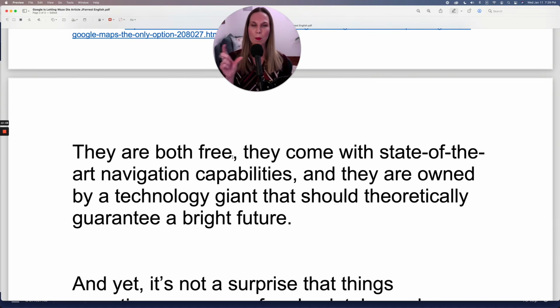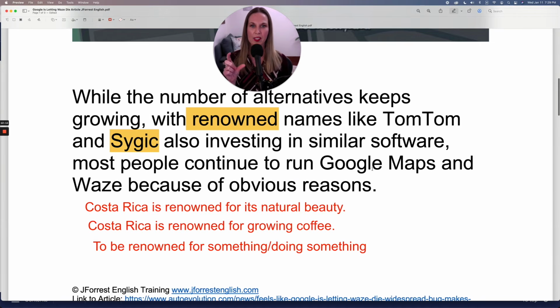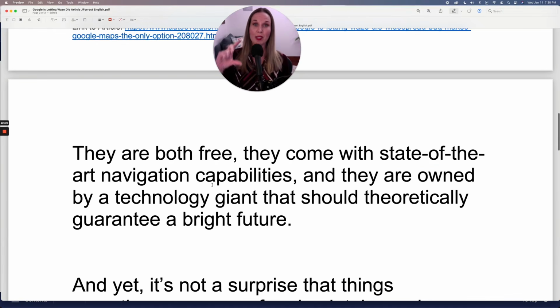So these are the benefits that the article was listing about Google Maps and Waze, because here, remember, they say obvious reasons. Well, what are the obvious reasons that people use Google Maps or Waze? Now they've listed those obvious reasons. Free, state of the art. This is a great adjective. Notice the dashes here. So when you're spelling it, pay attention to things like that.